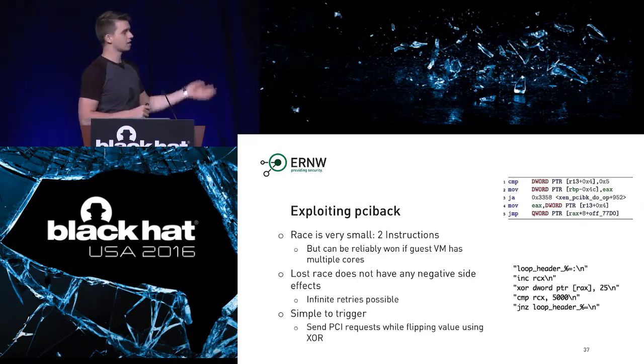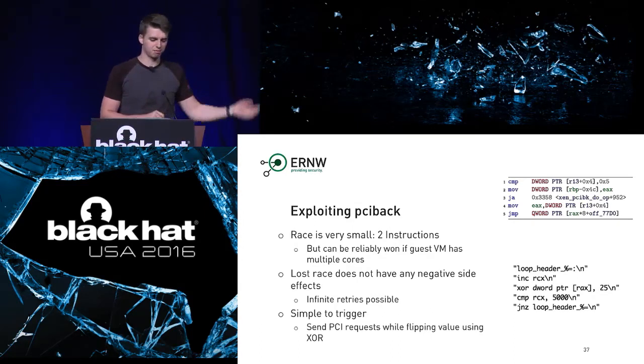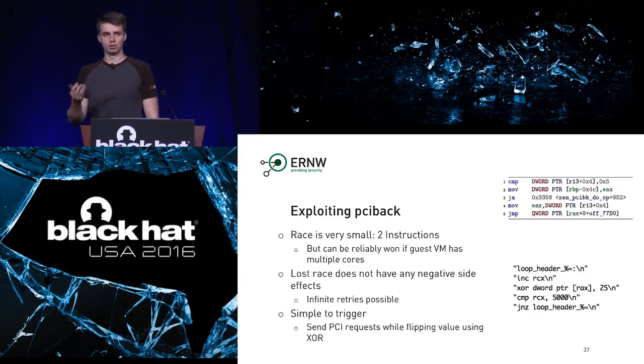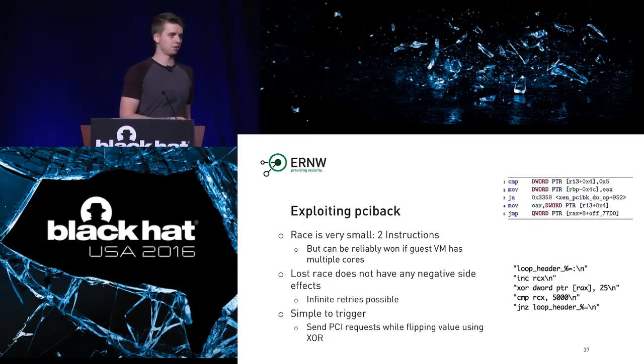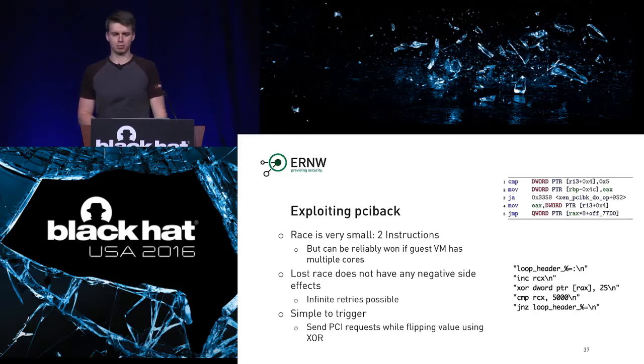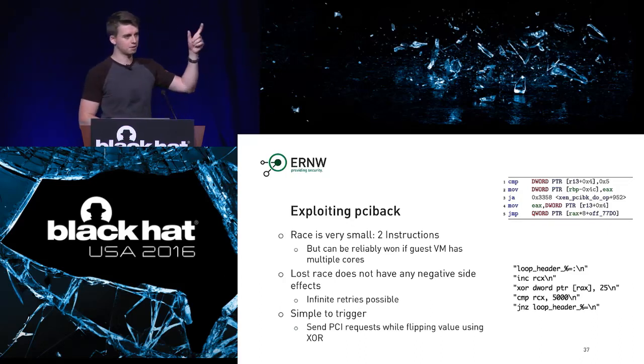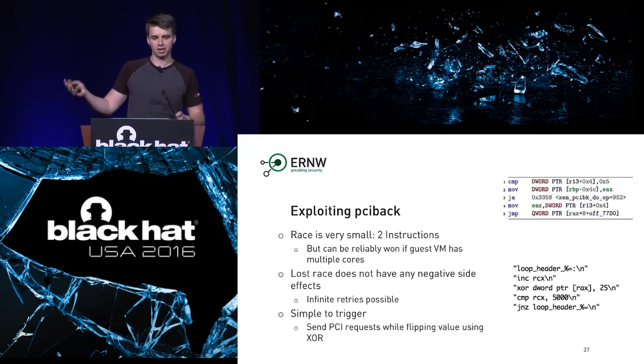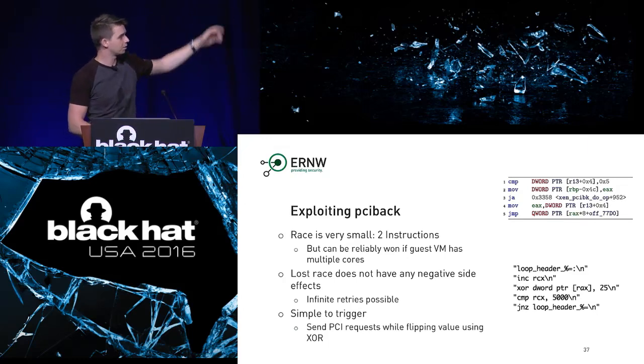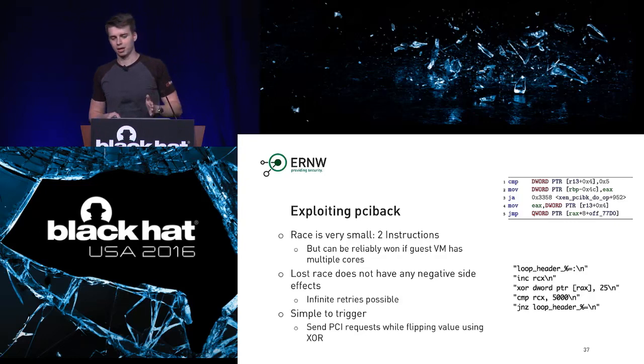It turns out if you have a guest VM that has multiple cores, this is kind of simple to exploit because you don't have any negative side effects if you lose the race. So you can just try infinite times. And as you hopefully see in my demo, it normally works after like 5 seconds or something. So it's not hard to win that race. And it's incredibly simple to trigger. Basically, you send PCI requests over this paravirtualized PCI backend and just flip the value of this opcmd parameter using XOR in a second thread. So by flipping it, you can manipulate this and then continue on.